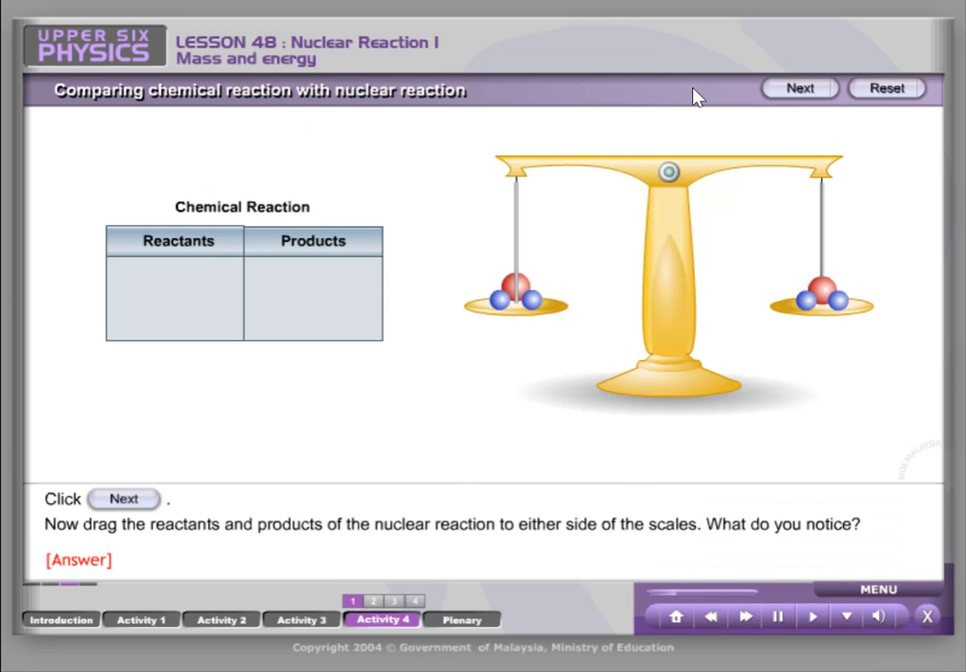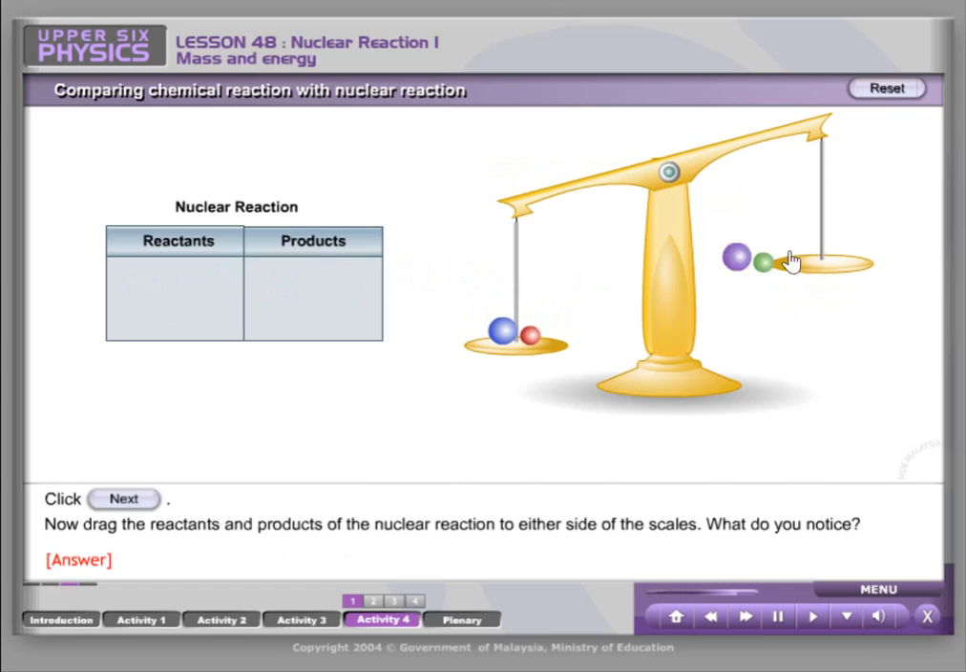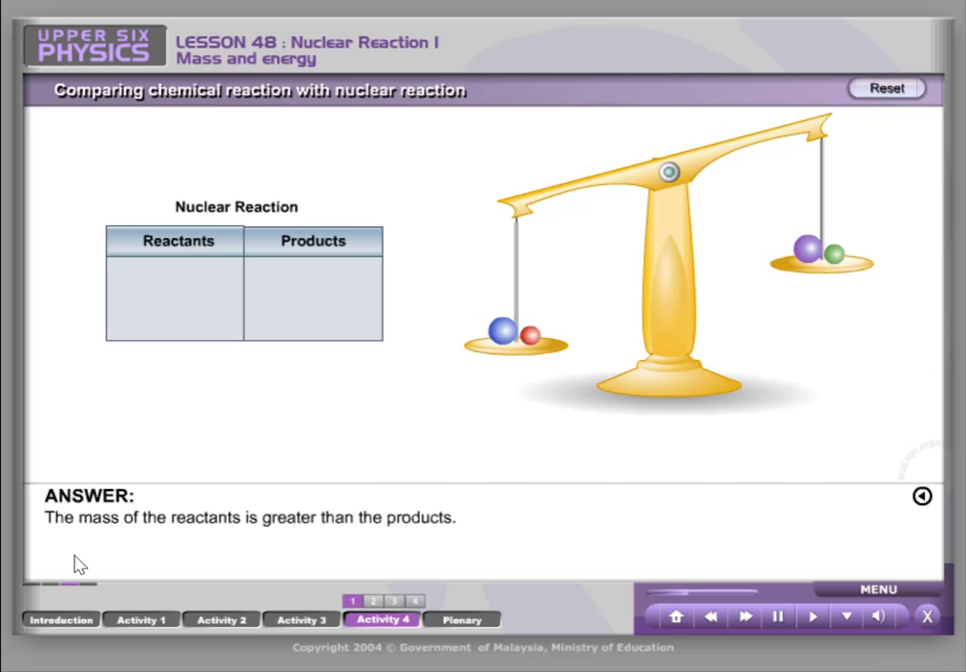Click the Next button. Now drag the reactants and products of the nuclear reaction to either side of the scales. What do you notice? Answer: the mass of the reactants is greater than the products.